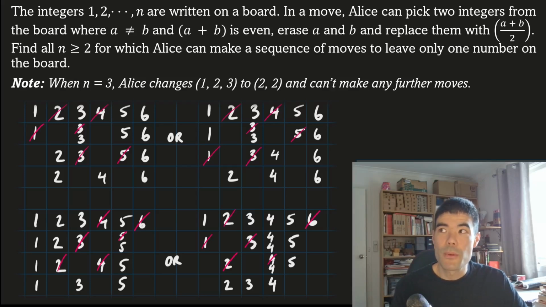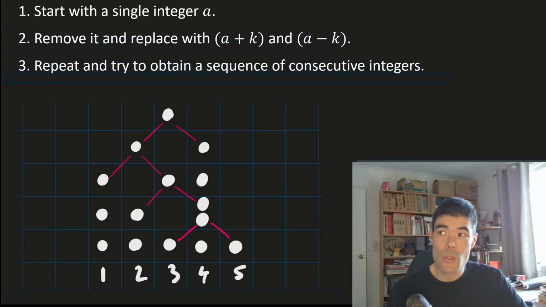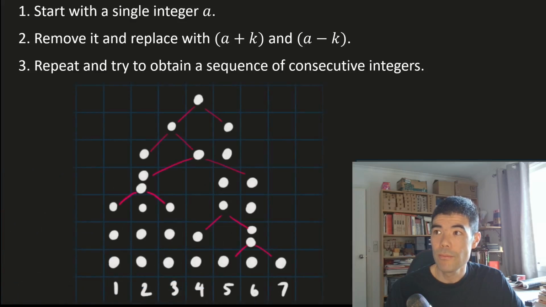And the way I tried to prove this was to turn the problem around and to start with a single integer and remove it and replace it with two surrounding integers, until we can try to get a sequence of consecutive integers in the end. I used a series of dots on a grid like this to save time writing integers, and also so I didn't have to know exactly where to start. So long as I can get to a sequence of consecutive dots, then I can get to a sequence of consecutive integers, and also go in reverse. So here is a solution for n equals 7.